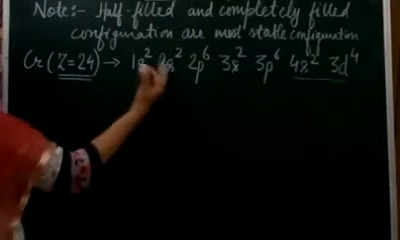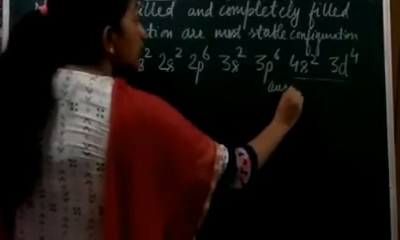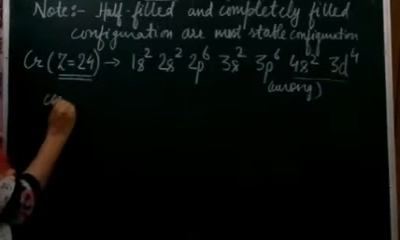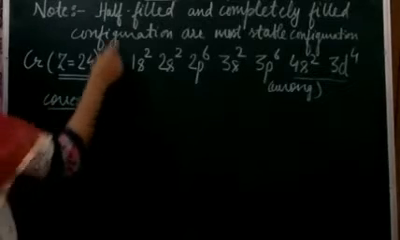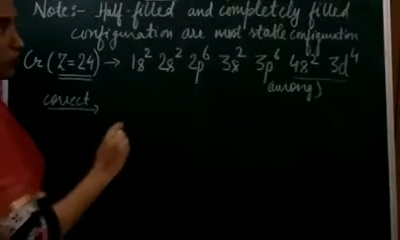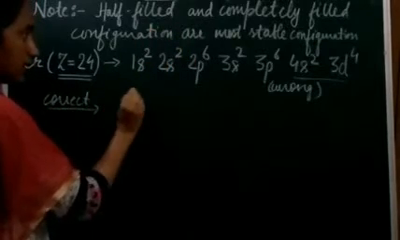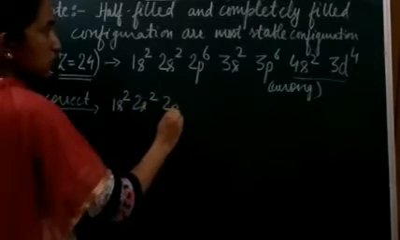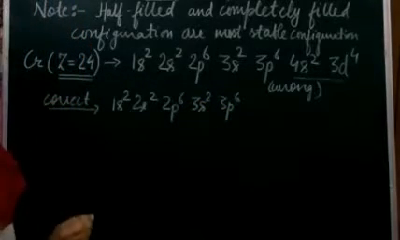Now we can say the correct one. This one, though it is true in accordance with the Aufbau rule, is not the correct one. The correct one which you are going to write down follows this rule, that half filled and completely filled configurations are the most stable configurations. How we are going to do this will remain the same. The starting part is the same, 1s2, 2s2, 2p6, 3s2, 3p6. Till here it is same.